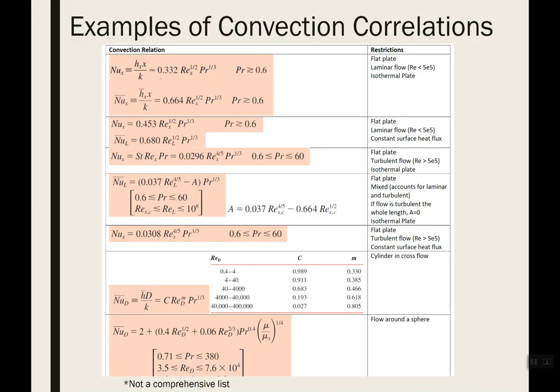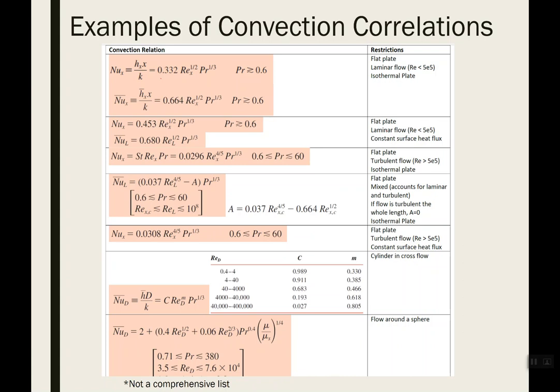So these correlations are going to look something like this. These are just examples. This is not comprehensive. As you read through the book and as you solve homework problems, you'll find yourself reading more about some of the simplifications and qualifications for using that particular correlation. So this is just a few examples.